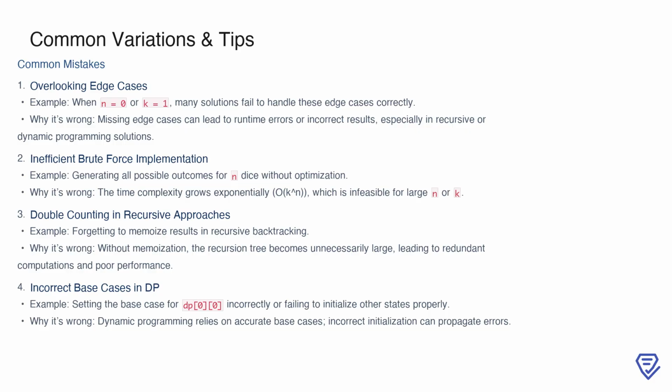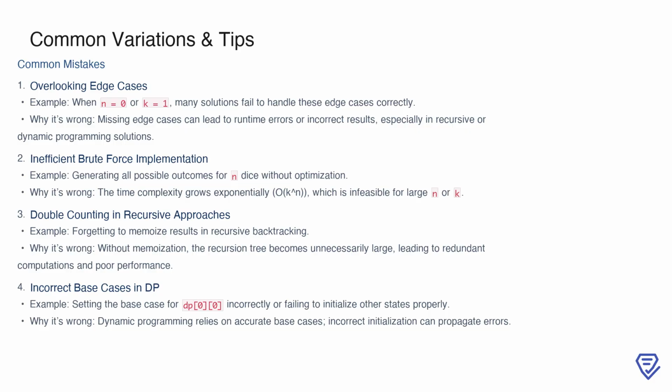Another frequent issue is using an inefficient brute force implementation, where all possible outcomes for n dice are generated without any optimization. This approach has an exponential time complexity of O(k^n), which quickly becomes impractical for larger values of n or k. Additionally, double counting in recursive approaches is a common error. Without memoization, repetitive calculations occur, causing the recursion tree to expand unnecessarily, which significantly impacts performance.